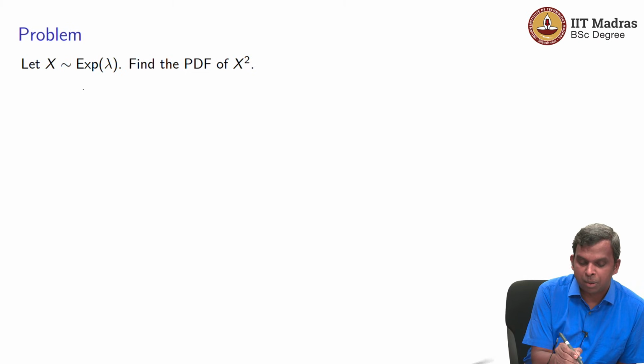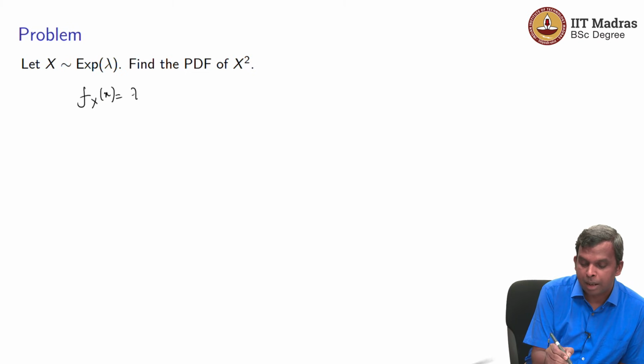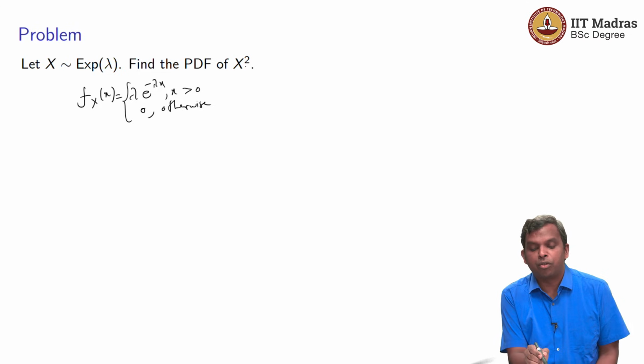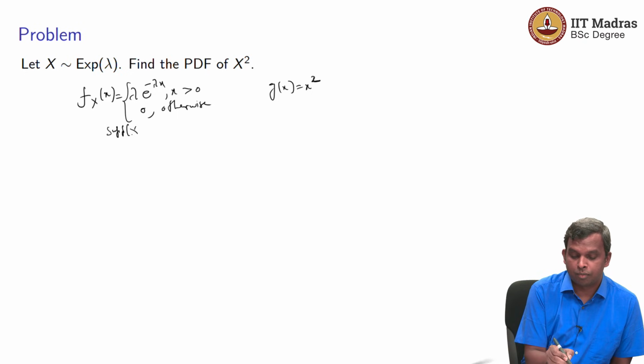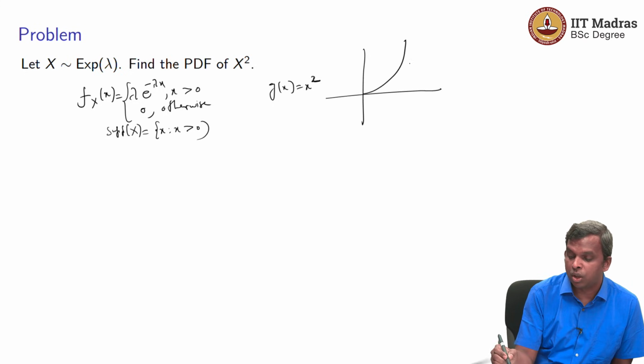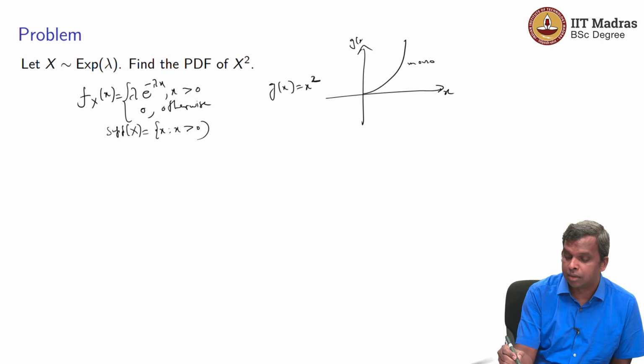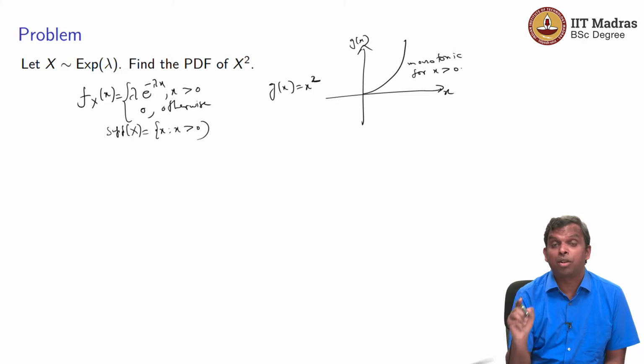So, you have exponential random variables. f_X of x is lambda e power minus lambda x for x greater than 0, 0 otherwise. And you need to find the PDF of x squared. So, g of x equals x squared. If you look at g of x, remember the support is the set of all x such that x is greater than 0. And in x greater than 0, g of x is monotonic. So my formula applies.